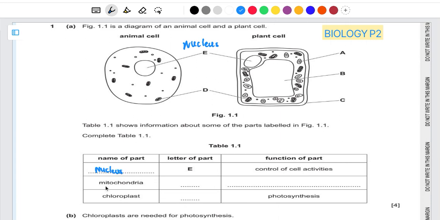Then here we have the mitochondria. The mitochondria is represented by D. So we have to say D. Then in terms of the function of the mitochondria, we can just say generate energy. That is its function, isn't it?